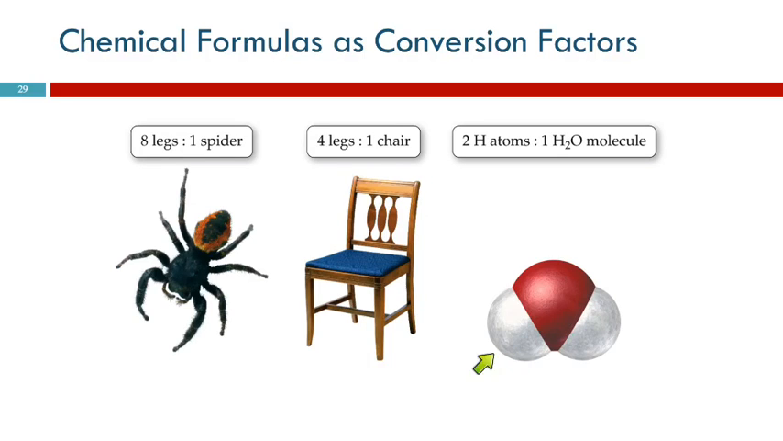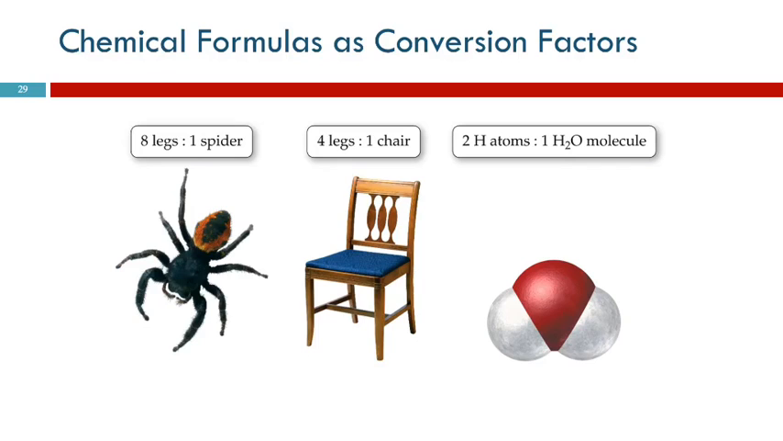We can also get conversion factors just like that from chemical formulas. So here's an illustration of a water molecule. One H2O molecule has 2 hydrogen atoms. So here's the picture. There's 2 white hydrogens and 1 red oxygen. So there's 2 hydrogens per molecule, just like there's 4 legs per chair. We don't need the picture, though. We can look at the chemical formula, and it tells us the same thing. H2O. There are 2 hydrogen atoms in 1 molecule.